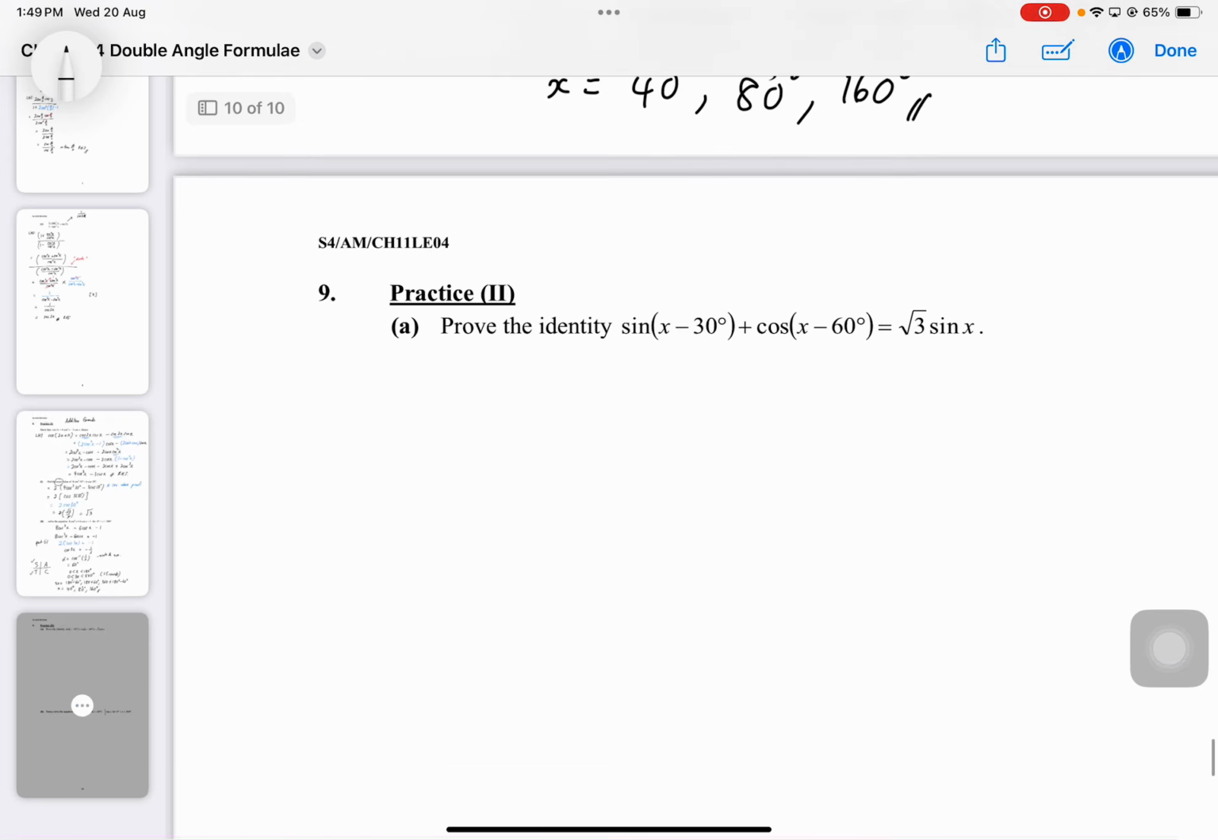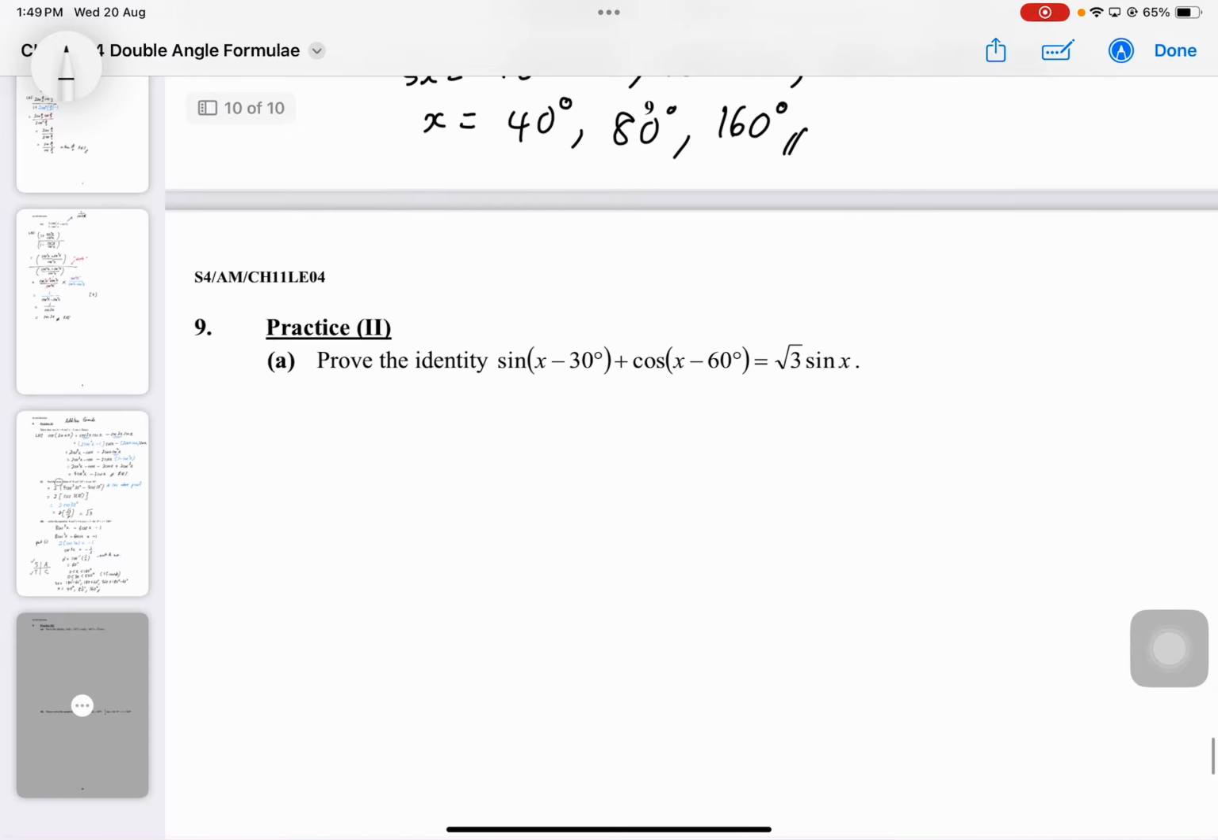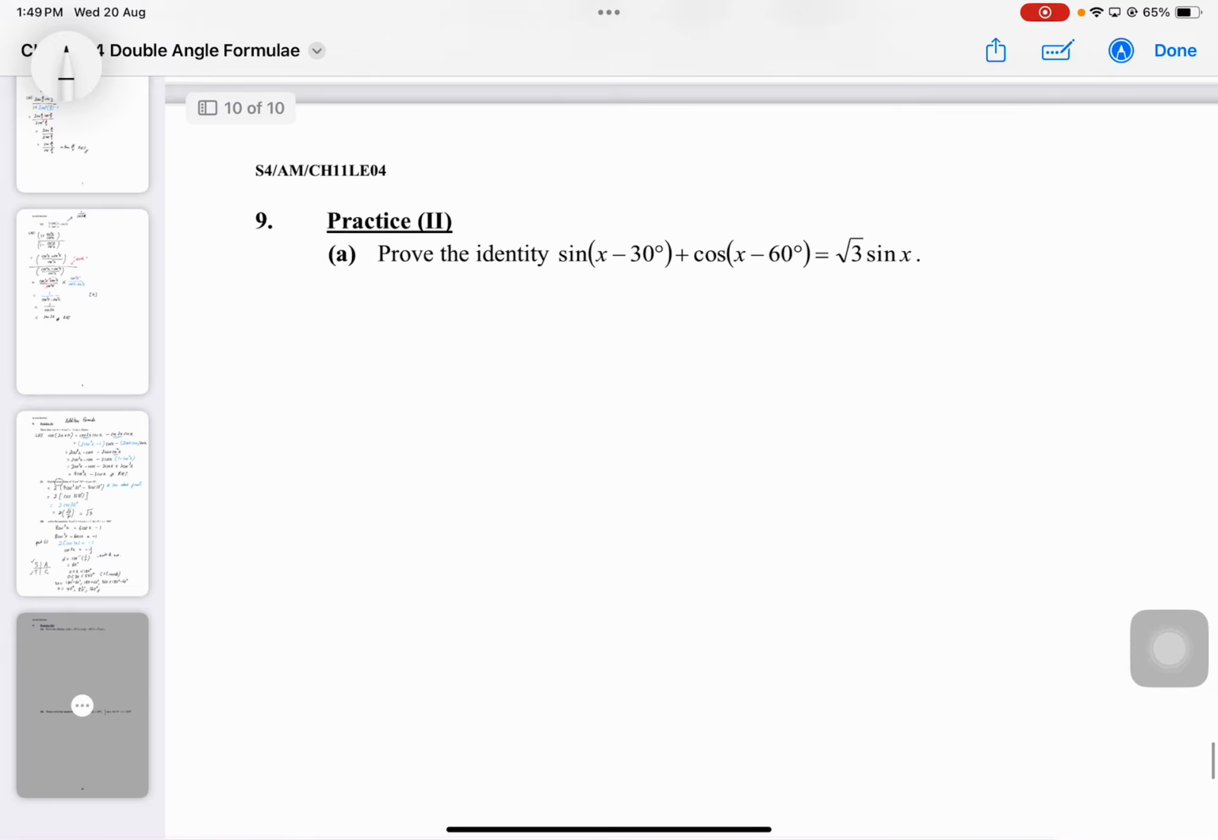Alright? Okay, let's look at the next last part. Let's look at the practice question. I think I have only one question for you to practice. Prove the following identity as this. Left hand side equals to right hand side. Which one should I start with, please? Okay, I should start with the left hand side. Okay, so sine this minus 60 degrees.